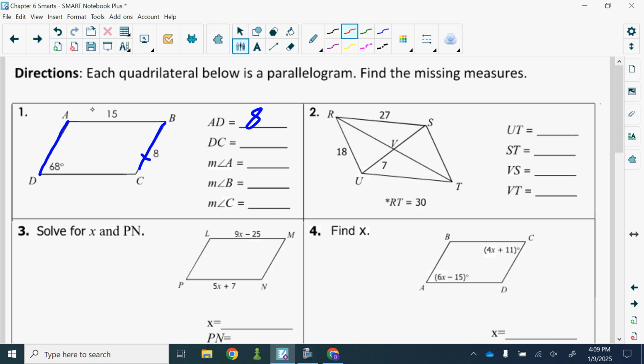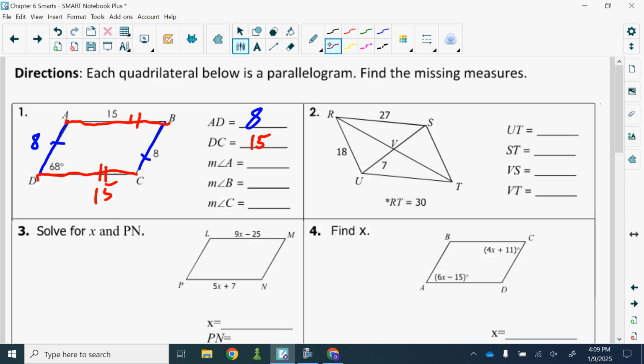Similarly, it asks for DC. DC is right here, and it is going to be congruent. Sorry, I should have put this here. It is going to be congruent to the side opposite to it. So this side right here, boom. So DC is also 15.